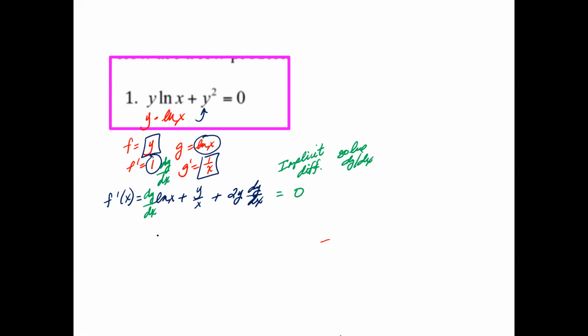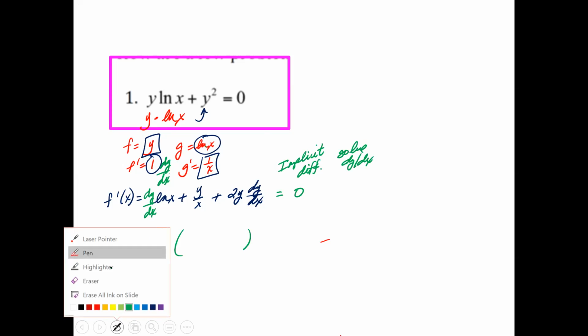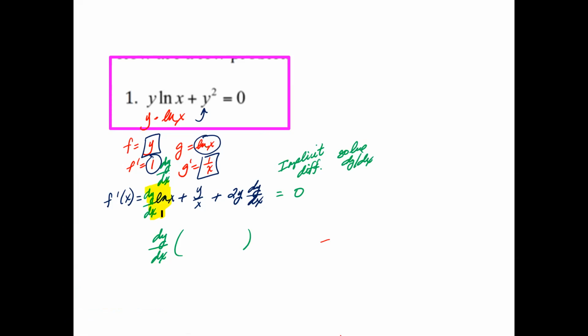So let's go ahead and do that. If I take out the dy over dx, there are two terms I want to keep here. First term right here, second term right there. Everything else, I want to push over to the right side, so that's going to be a negative y over x. And here I have a dy over dx times ln x plus 2y.